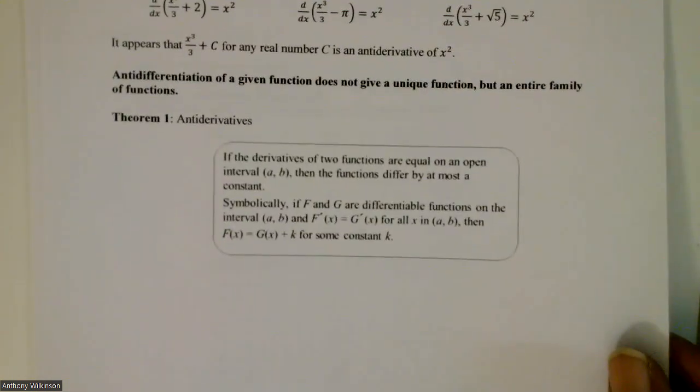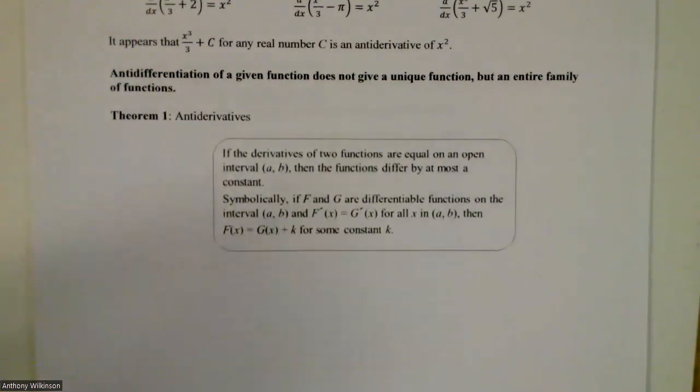So here's the first theorem, theorem number 1, dealing with the antiderivative. If the derivatives of two functions are equal on an open interval (a, b), then the functions differ by at most a constant. So symbolically, if f and g are differentiable functions on the interval (a, b), and f prime of x is equal to g prime of x for all x in (a, b), then capital F of x is equal to capital G of x plus k for some constant k.